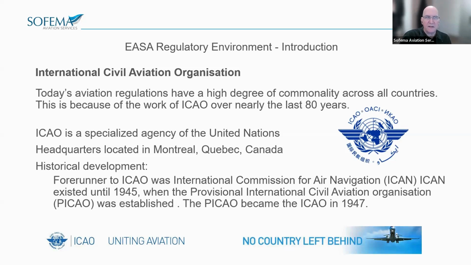Today's aviation regulations have a high degree of commonality across all countries, and this is largely because of the work done by ICAO over the last, nearly 80 years. ICAO is a specialist agency located in Montreal in Canada and was established under the Chicago Convention, which was a landmark agreement in 1945, just after the Second World War, with the intent of establishing safe and orderly introduction of civil air transport and aviation activities across the world.